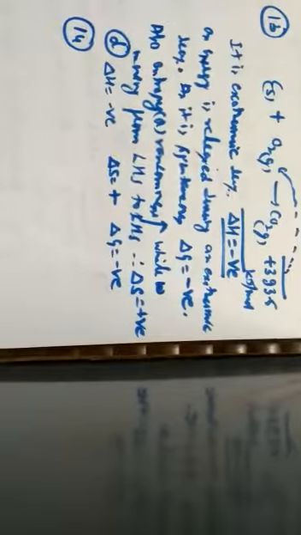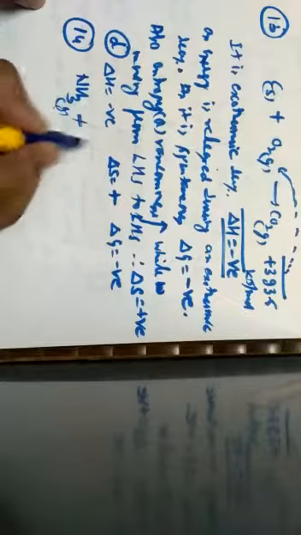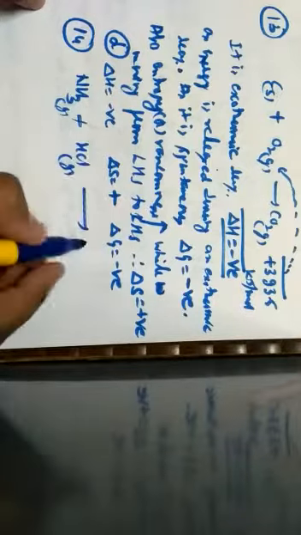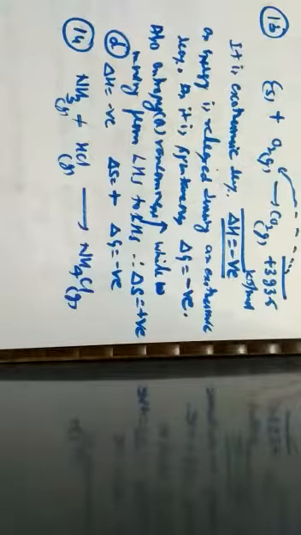Next one, question number 14. If 1 mole of ammonia and 1 mole of hydrogen chloride are mixed in a closed container to form ammonium chloride gas, then what is the relationship between delta H and delta U? To analyze this, we first write the chemical equation: ammonia, which is a gas, upon reaction with hydrogen chloride, which is again a gas, gives rise to ammonium chloride, which is also present in the gaseous phase.